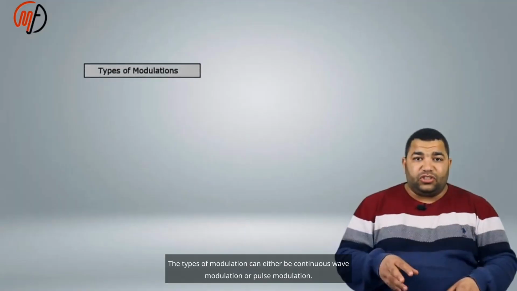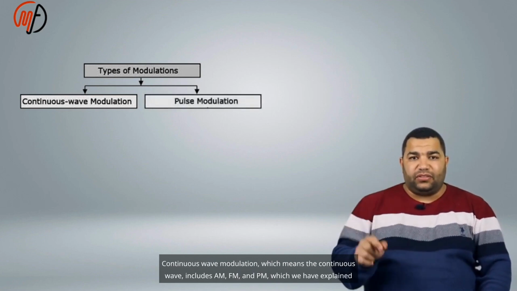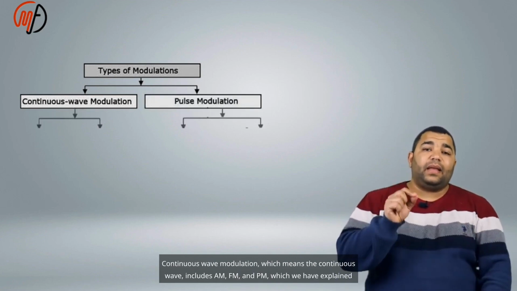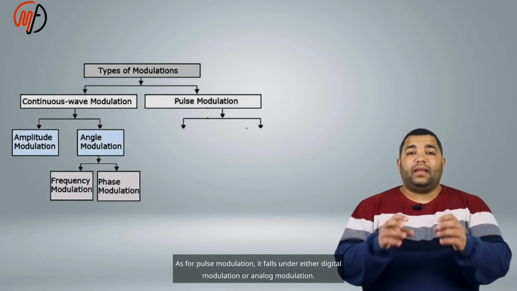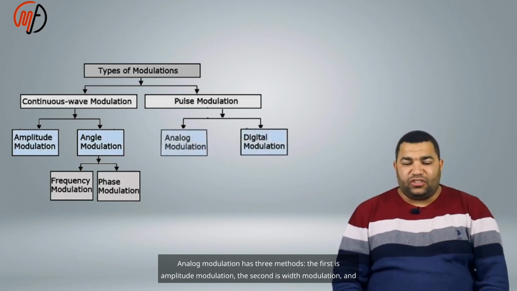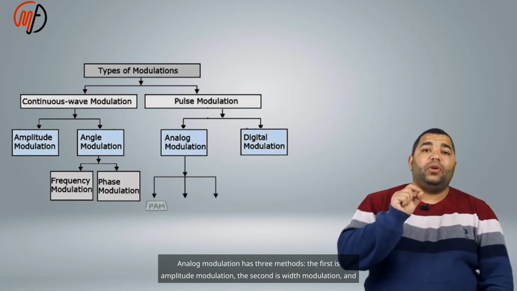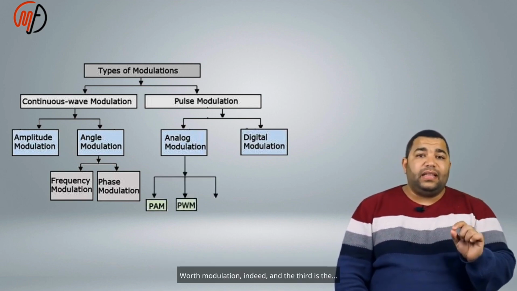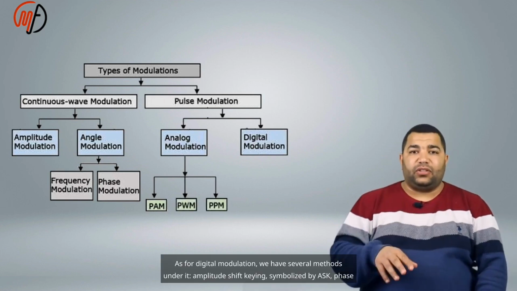The types of modulation can either be continuous wave modulation or pulse modulation. Continuous wave modulation, which means the continuous wave, includes AM, FM, and PM, which we have explained. As for pulse modulation, it falls under either digital modulation or analog modulation. Analog modulation has three methods. The first is amplitude modulation, the second is width modulation, and the third is position modulation.